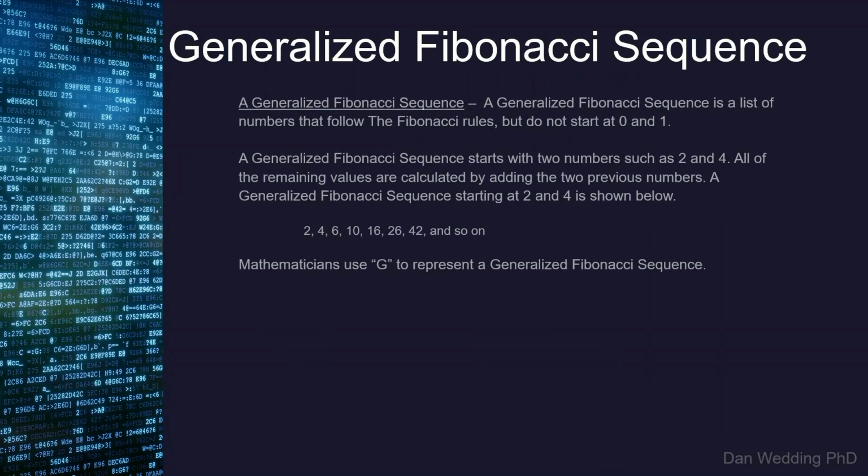A generalized Fibonacci sequence is a list of numbers that follow the Fibonacci rules, but do not start with 0 and 1. A generalized Fibonacci sequence starts with two numbers, such as 2 and 4. All of the remaining values are calculated by adding the previous two numbers. A generalized Fibonacci sequence starting with 2 and 4 is shown below.